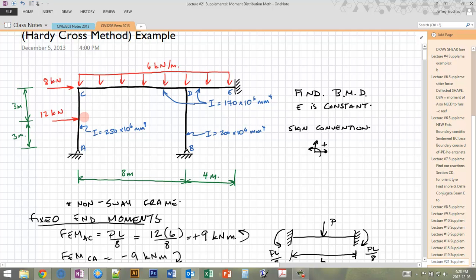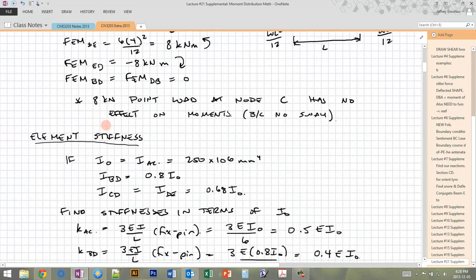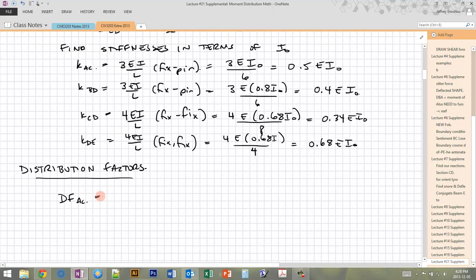So we're looking at AC, and we're looking at the distribution factor for the moment at A for member AC. So if I apply a moment at A, how much of that is going to go into AC? Okay, the answer for a pin is all of it. So the distribution factor for AC is 1.0. That's always the case for a pin where we have one element framing in. So that means the distribution factor for BD, which is also a pin, is equal to 1.0.